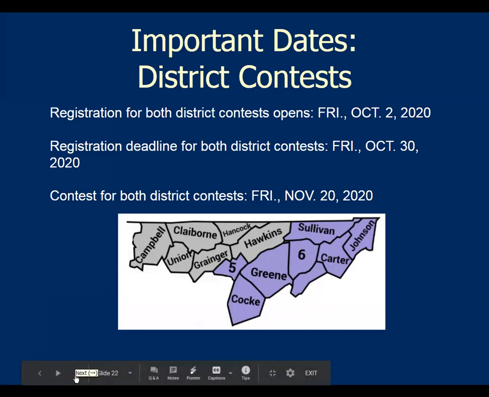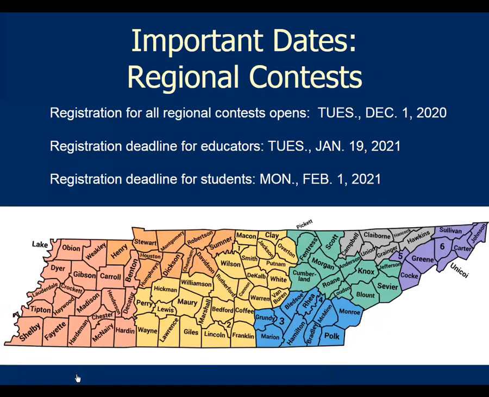Now, the top two medalists in each category in these two districts will qualify for the regional contest in East Tennessee. So we have 5 regional contests across the state. Regional contest registration is going to open Tuesday, December 1st. The registration deadline for all educators is Tuesday, January 19th, 2021. That is the day after Martin Luther King Day. And the registration deadline for students is Monday, February 1st.